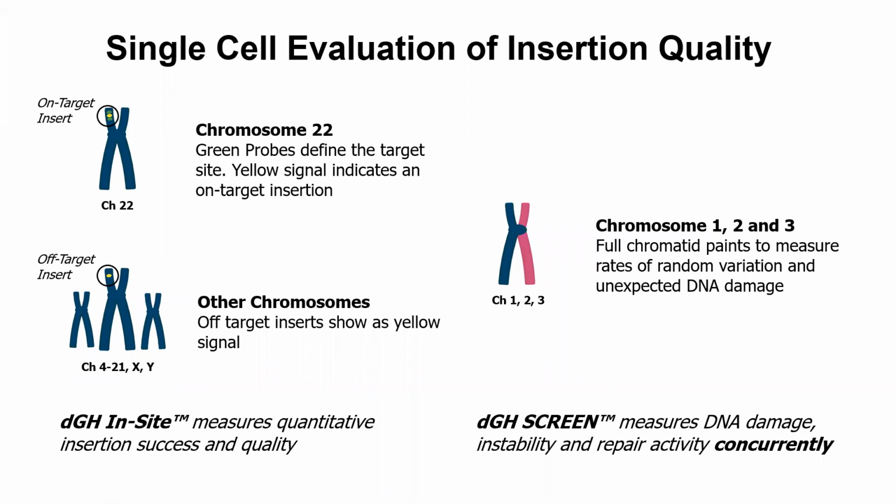In this study, we're using both DGH Screen and DGH Insight to evaluate edited iPSCs. There is a probe bracketing the expected insert site in one color and an insert-specific probe in a second color. This insert is 10 kilobase pairs, which would be impossible to probe with conventional FISH probes. We're also using DGH Screen paint for assessing random misrepair events and essentially providing for concurrent tracking of general genomic stability.